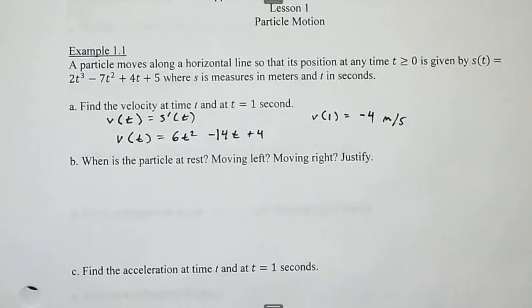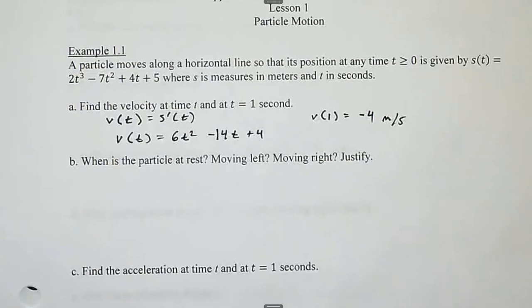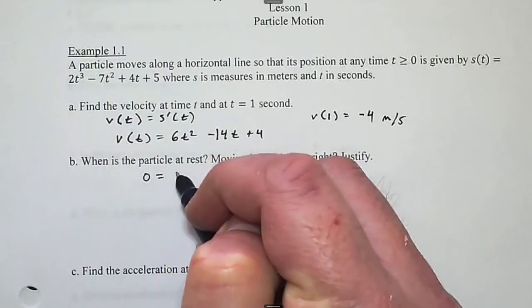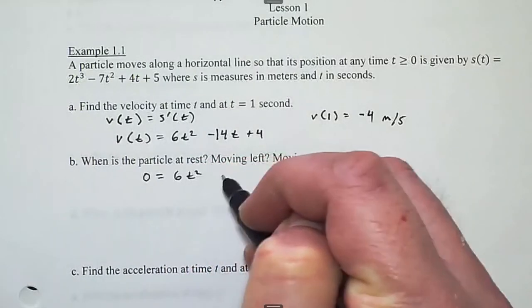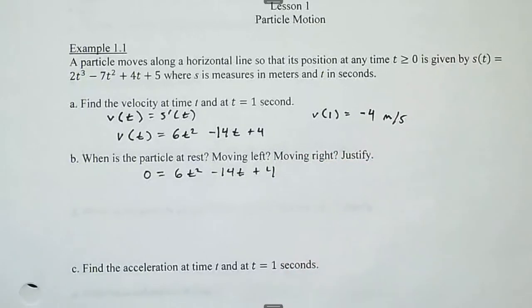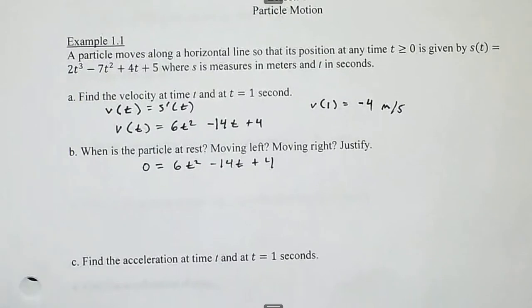All right. When is the particle at rest? When is it moving left? And when is it moving right? So what I'm going to do is set this velocity equal to 0, because velocity tells us two things. It tells us the speed, which is the magnitude of velocity, and it tells us the direction of velocity.